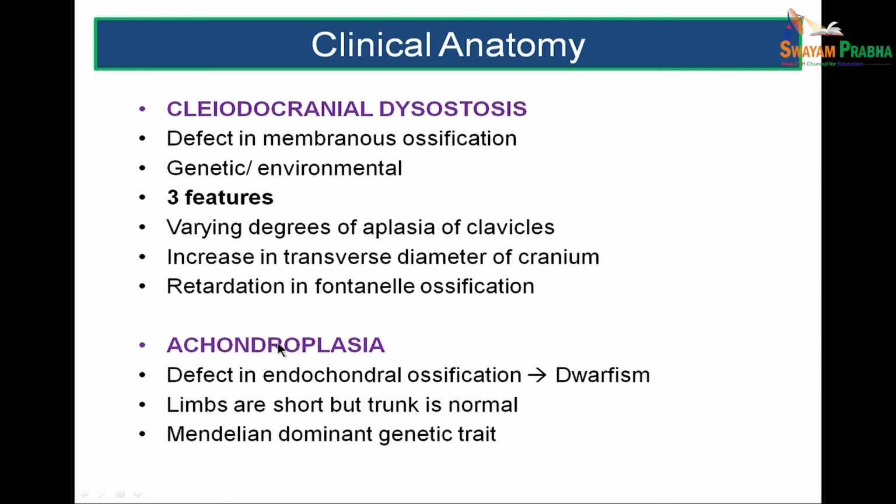Coming to achondroplasia, you may have heard of it. There is a defect in the endochondral ossification leading to shortening or dwarfism. Limbs are short, but the trunk is normal. It is normally a dominant genetic trait.